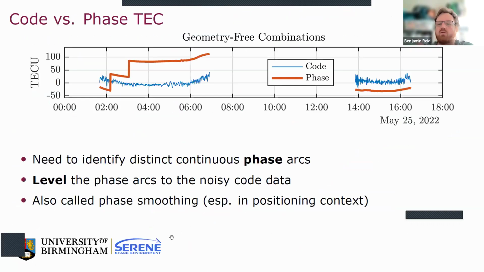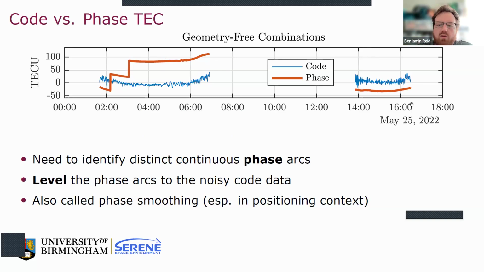So now we have two different ways of measuring TEC, right? And here's a nice example. We have this noisy one, which comes from the pseudo range or the code. And then we have this nice smooth one, which comes from the phase. But you can see the phase ones are sort of random, and they often have these big jumps in them.